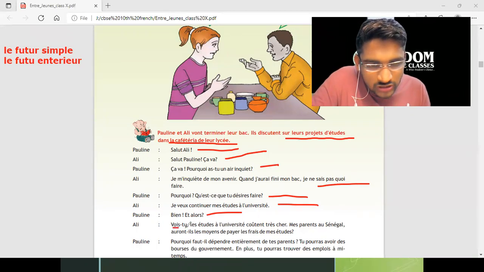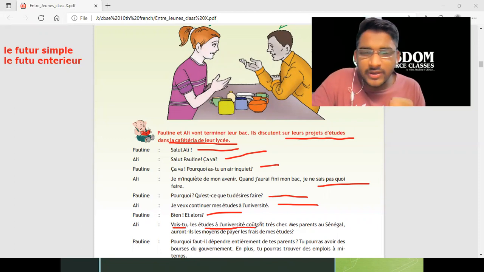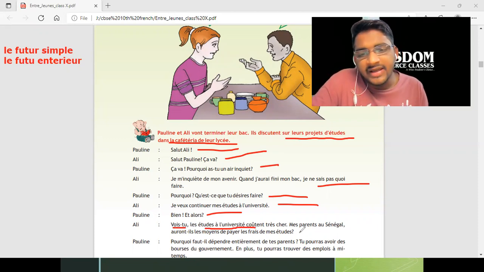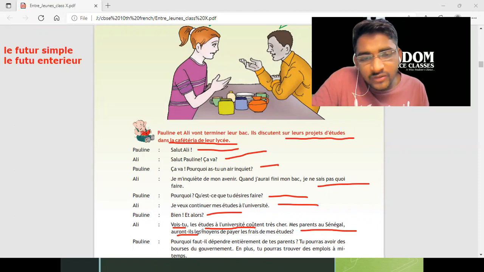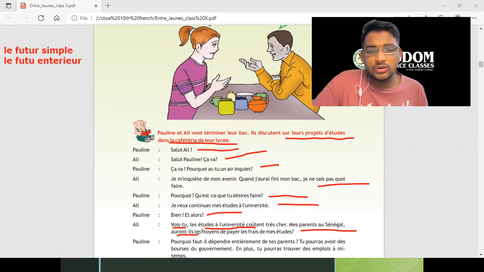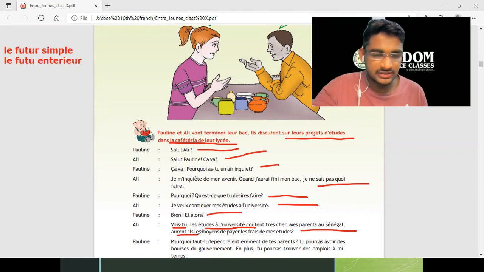So Ali is saying, do you see, the studies in the university are very expensive. They cost a lot. And my parents are in Senegal. Ali's parents live in Senegal. Will they have the means to pay the fees of my studies? So Ali is quite worried because whatever he has in his plans, in his mind, is very expensive, and he's just wondering how he will be able to pay the fees of his studies.